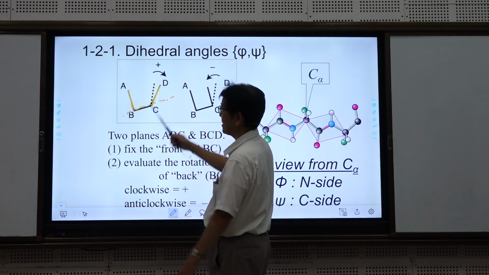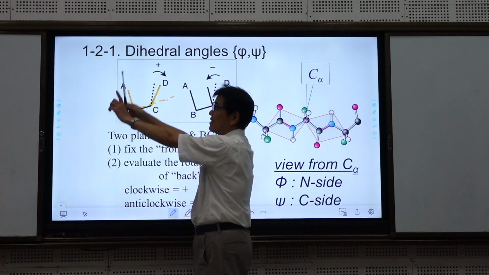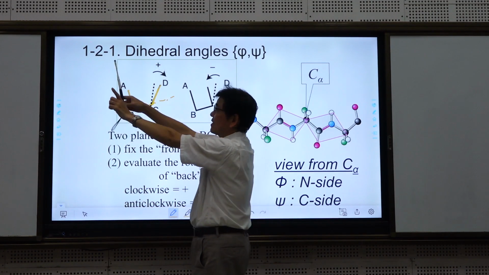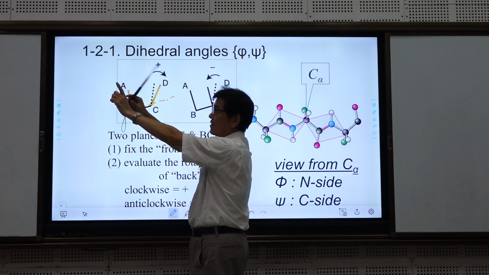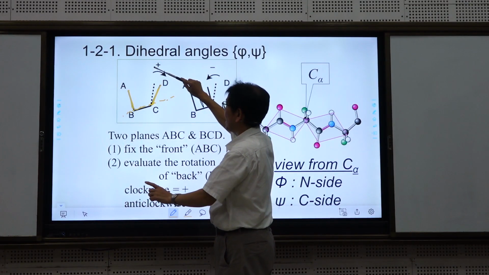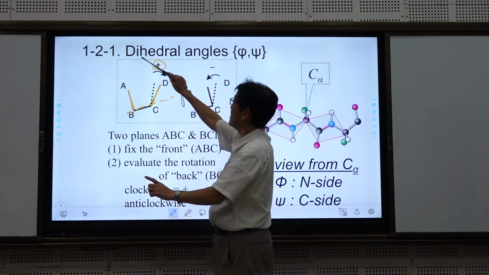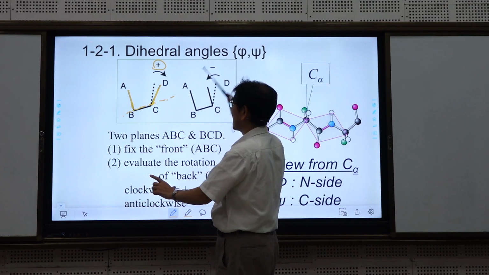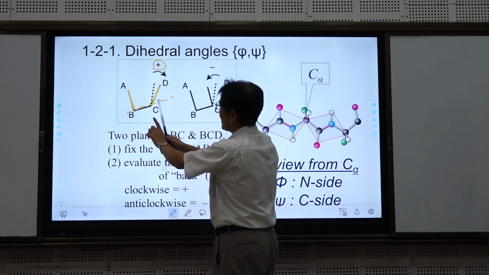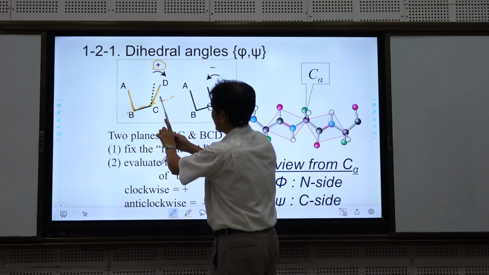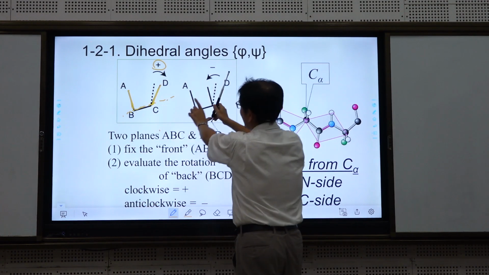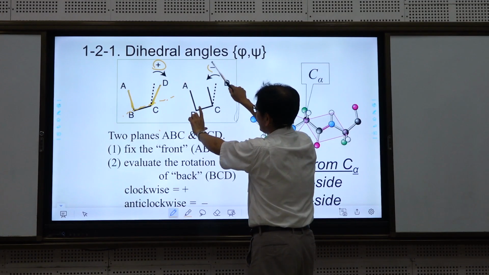Initially, please regard A, B, C, D in the same plane. Then it's possible that CD can rotate. Okay, CD can rotate. And this rotation angle is called the dihedral angle. The definition is that when we watch this bond ABCD along with BC from AB side, if CD moves clockwise, then it's positive. Counterclockwise, it's negative.